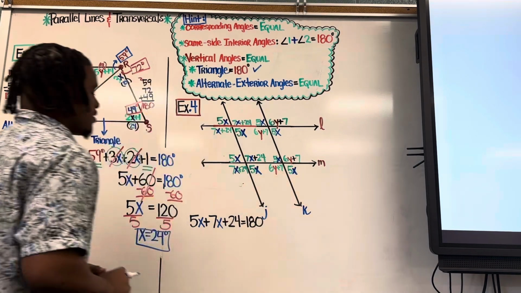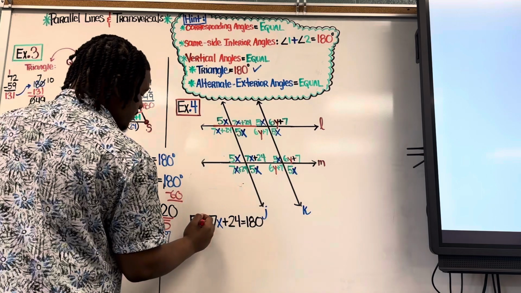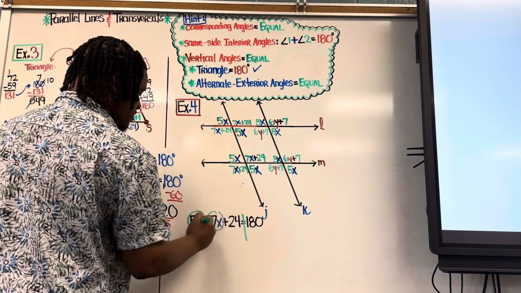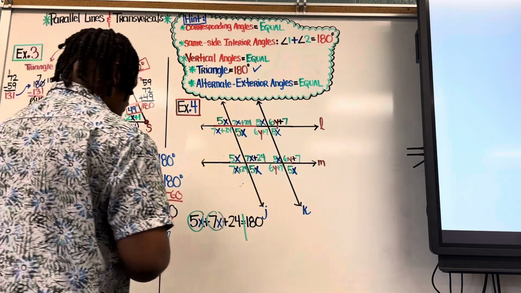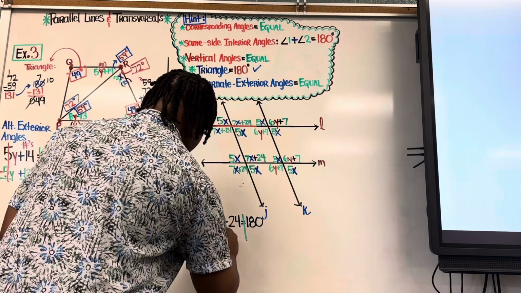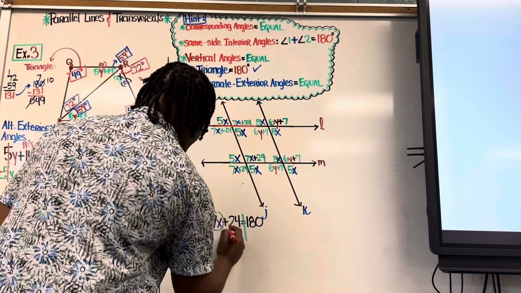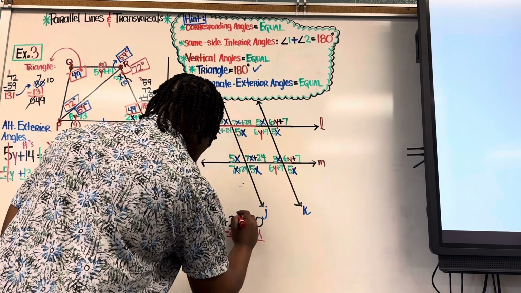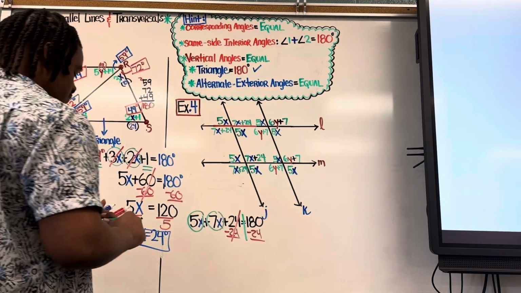What we can do is combine like terms. 7x plus 5x equals 12x. And then we can also subtract 24 on both sides. So 180 minus 24 equals 156.